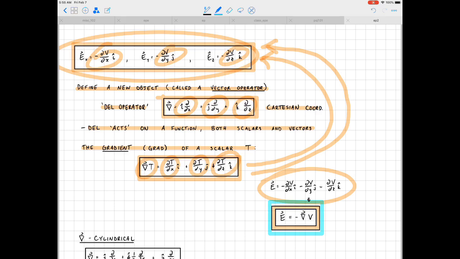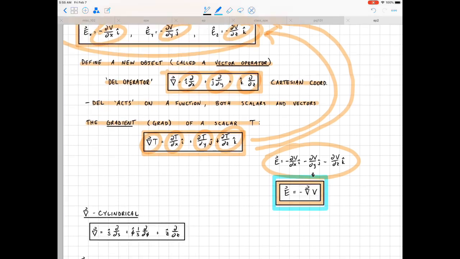So gradient is basically the three-dimensional version of the derivative, right? We're taking the derivative of this scalar function, but we're not just taking it in the x direction or the y direction or the z direction. We're taking that derivative in those three different directions. So the electric field is a vector. We need a way to find the components in all three directions, and this del operator, this gradient of the potential, is how we do that.